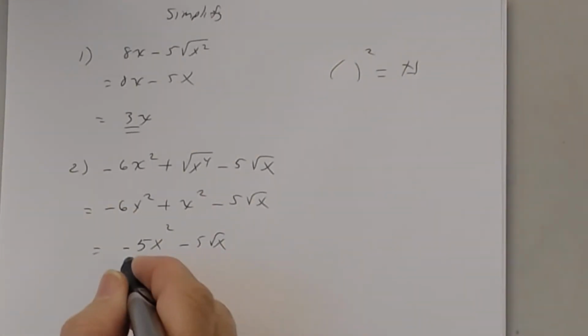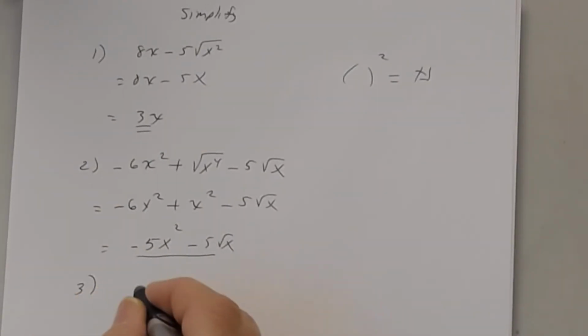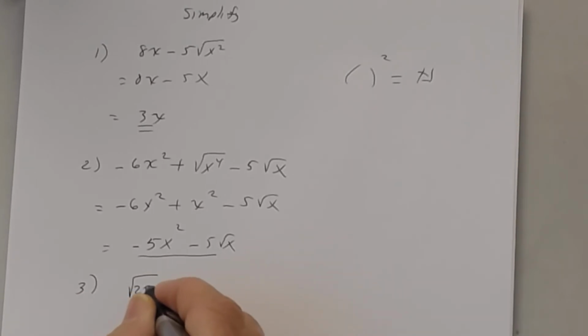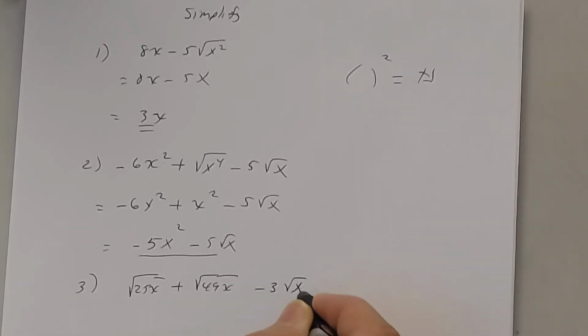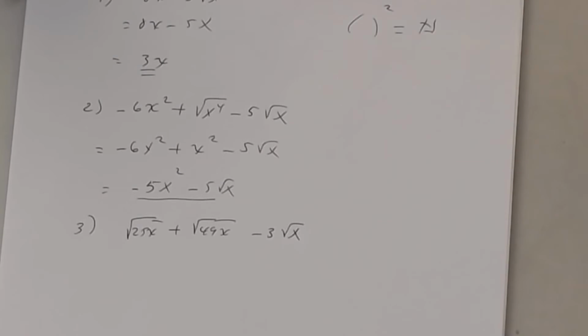Number 3. You have the square root of 25x plus the square root of 49x minus 3 square root of x. Don't make that difficult. How many terms do you see? Can I combine any of them at this point? No. Can I simplify any of them?